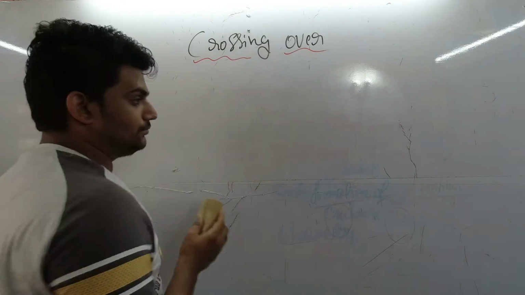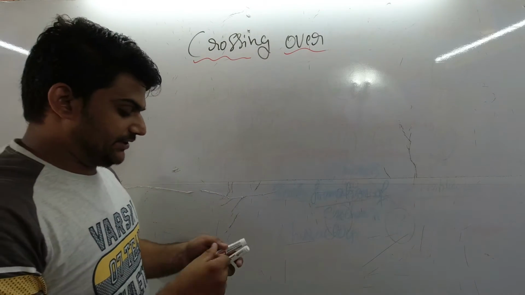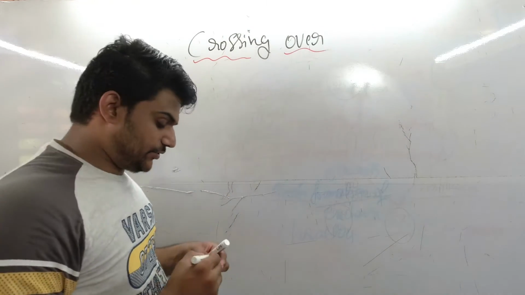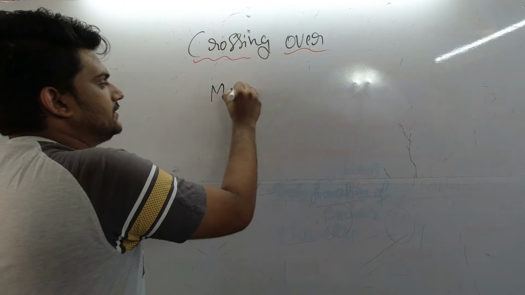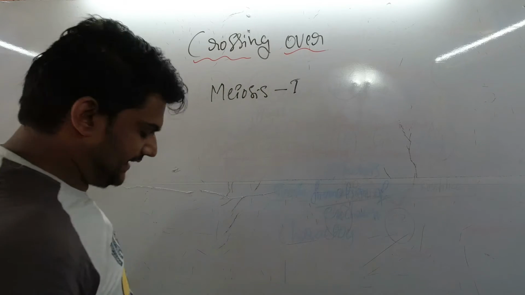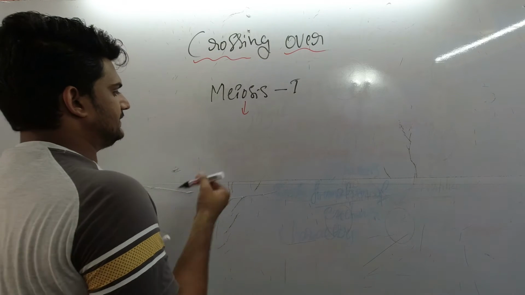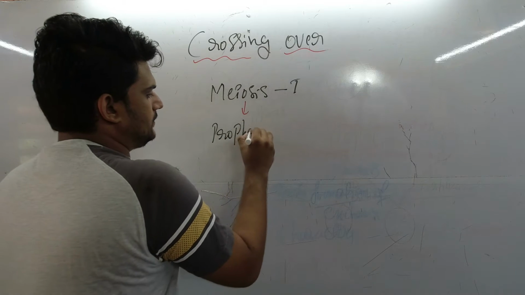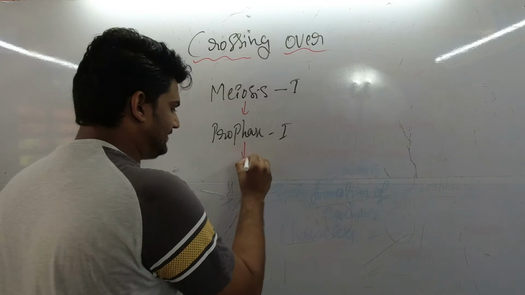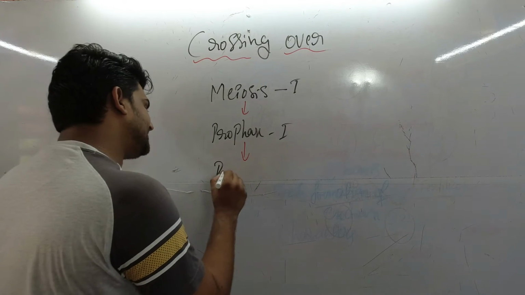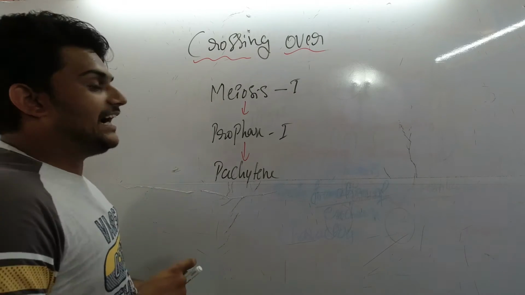Now let's see in which stage it is going to happen. You all know that crossing over takes place in meiosis, especially in meiosis 1, in prophase 1, and in that, in a very important stage, that is the pachytene stage. Let's see how it is going to happen.